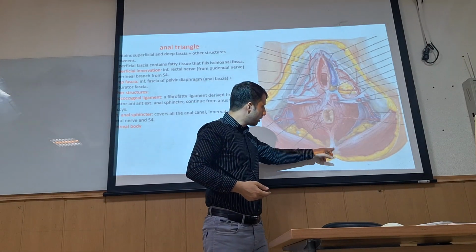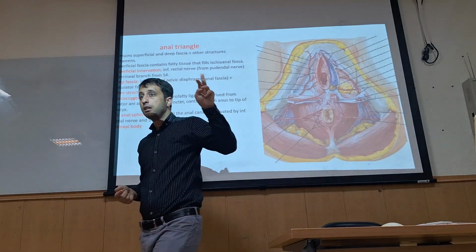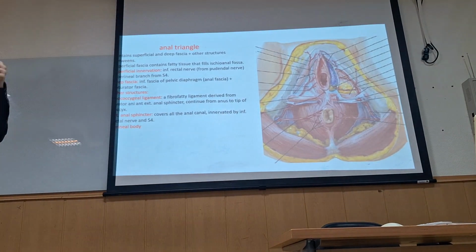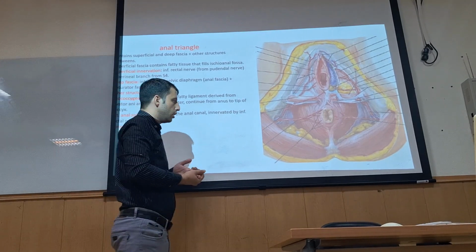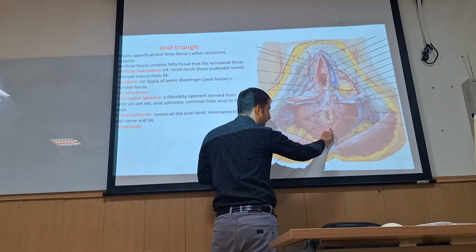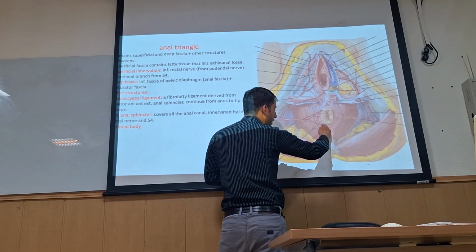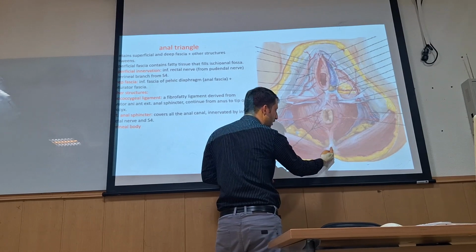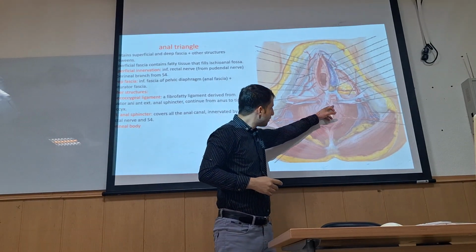Another structure. Look at this structure. What is this? A ligament. Which ligament? Anococcygeal ligaments. The anococcygeal ligaments attach the posterior part of the external anal sphincter to the coccyx. Which muscle is this?